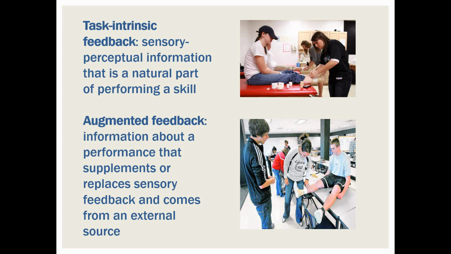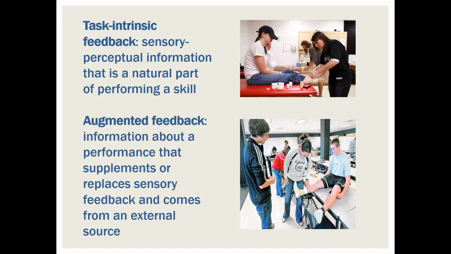And we've already talked about that in the last week, is that task intrinsic feedback is hugely important when learning motor skills. The ability to detect and correct your own errors is really important, and we do that by using sensory information. Now, sensory information isn't always available, or sometimes it's available, but it might not actually add anything to our learning, and then we can use augmented feedback. And augmented feedback is information about a performance that supplements or replaces sensory feedback.